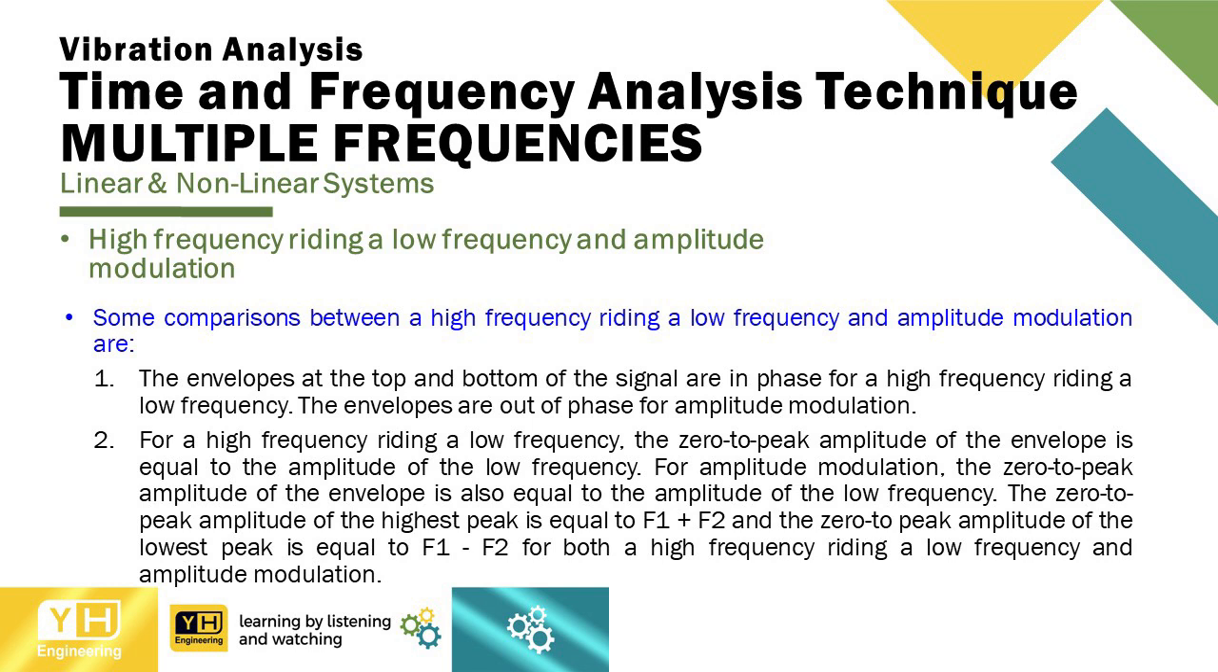Number 2 is, for a high frequency riding a low frequency, the 0 to peak amplitude of the envelope is equal to the amplitude of the low frequency. For amplitude modulation, the 0 to peak amplitude of the envelope is also equal to the amplitude of the low frequency. The 0 to peak amplitude of the highest peak is equal to f1 plus f2, and the 0 to peak amplitude of the lowest peak is equal to f1 minus f2 for both a high frequency riding a low frequency and amplitude modulation.